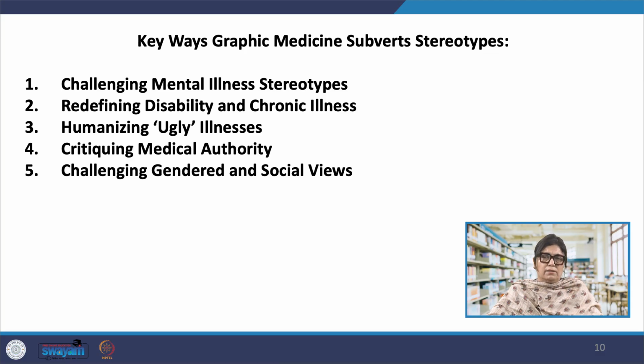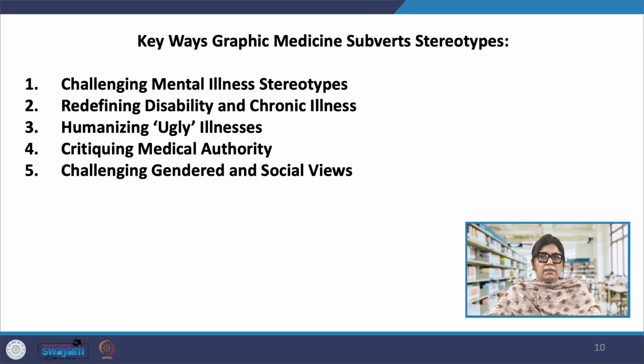Humanizing ugly illness. Graphic narratives about cancer break the taboo around and destigmatize diseases often ignored in public discourse. Critiquing medical authority: graphic medicine frequently critiques the paternalism of biomedical models, giving voice to patient experiences and promoting narrative humility over strict, detached, clinical, and often patriarchal viewpoints.